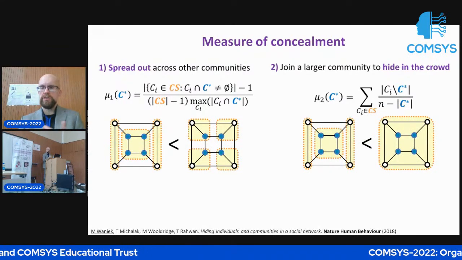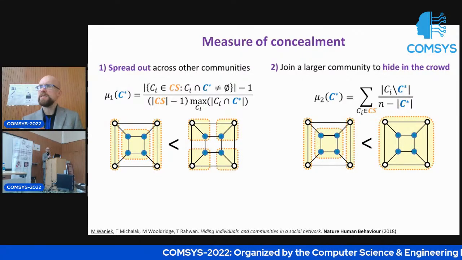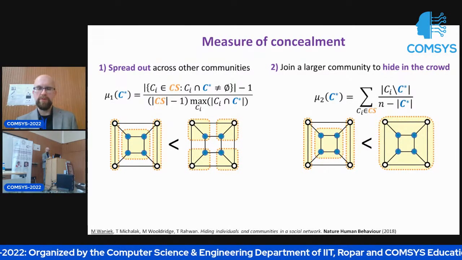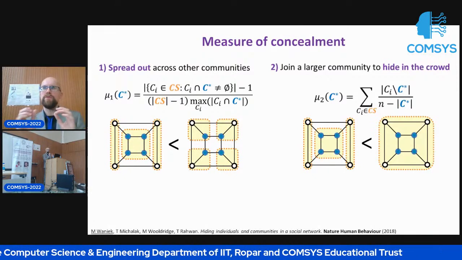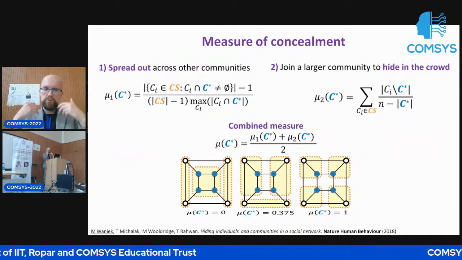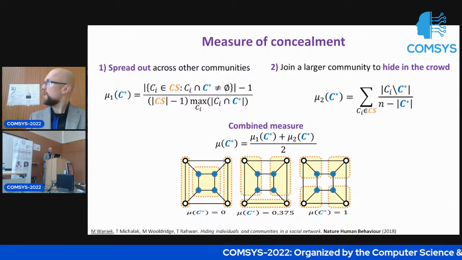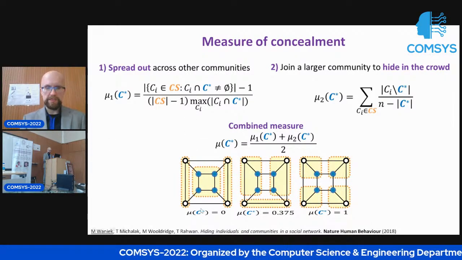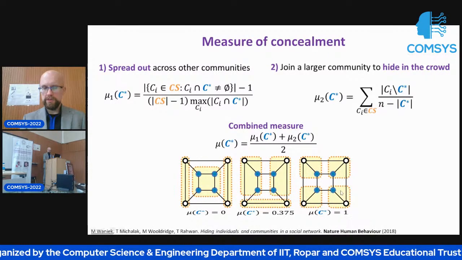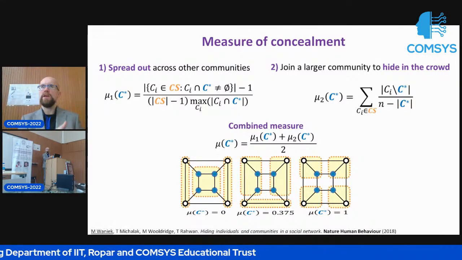And the other way of hiding is hiding in the crowd. If I'm not exposed as a separate community, but as a small part of a very big community, maybe I am more well hidden. Maybe no one will notice that this particular small group of people is collaborating with each other. We combine these two ideas into a simple measure. Where I am exposed as a single community, the value of this measure is zero. Where each of my members is a separate community and these communities cover the entire network, the value of this measure is one.